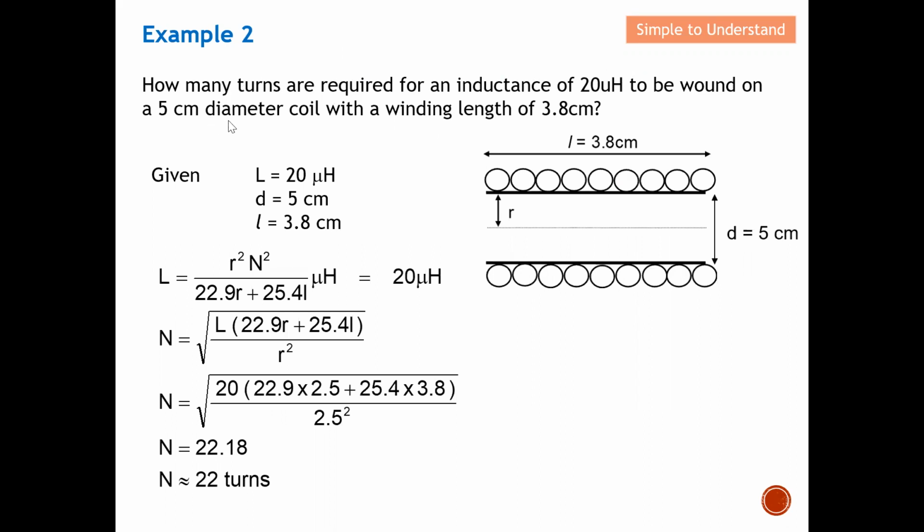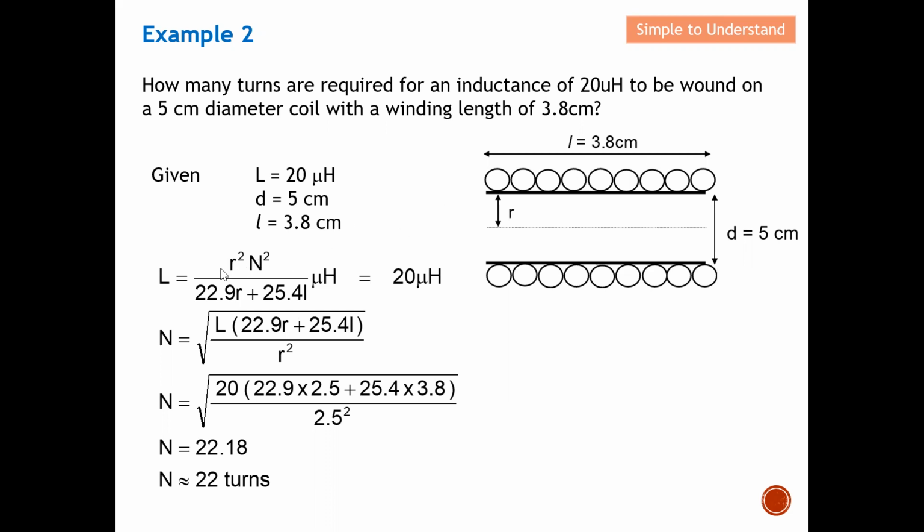I have this diameter of 5 centimeter and I have the length, which is 3.8 centimeter. This is the cross-section view. Again, I will be able to obtain all the values here. Earlier on, the question tells me that I need to achieve an inductor value of 20 microhenry. Diameter is equal to 5 centimeter. I can get the radius, which is 2.5 centimeter: diameter divided by 2 equals the radius. I also will be able to obtain the length, which is 3.8 centimeter.